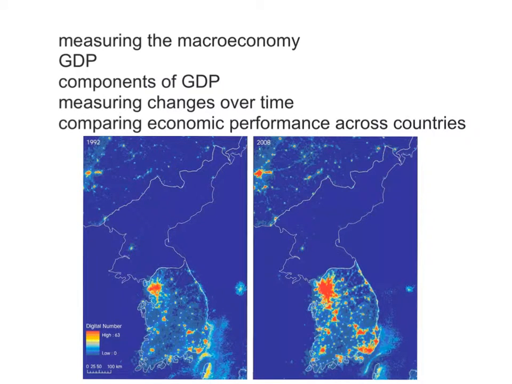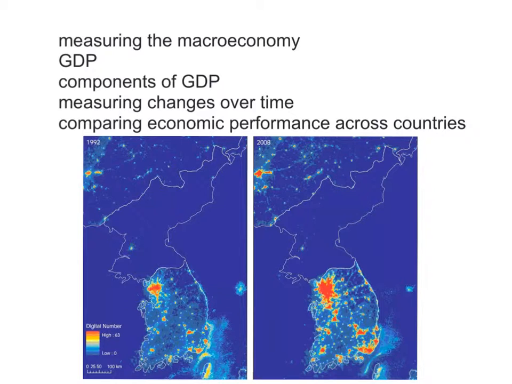We're going to start talking about measuring the macroeconomy, and our focus will be on GDP, gross domestic product, as the primary indicator of the level of activity in the economy. We will break down GDP into its component parts. We will discuss the question of how to measure changes over time, and we will briefly discuss comparing economic performance across countries. By the way, you see the picture there.